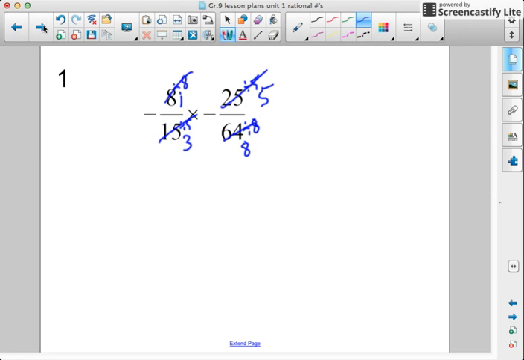And now I can multiply straight across. So 1 times 5 is 5. 3 times 8 is 24. And look at my sign, it's a negative multiplied by a negative. So my answer will now be positive.